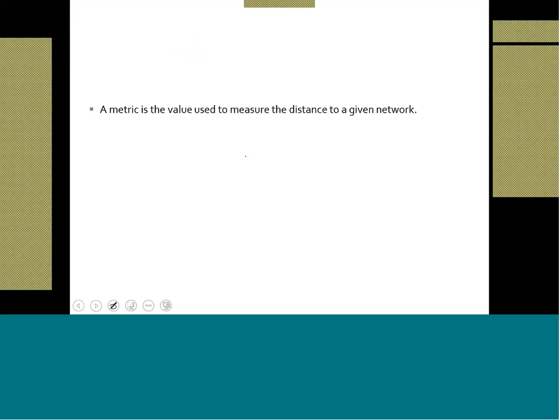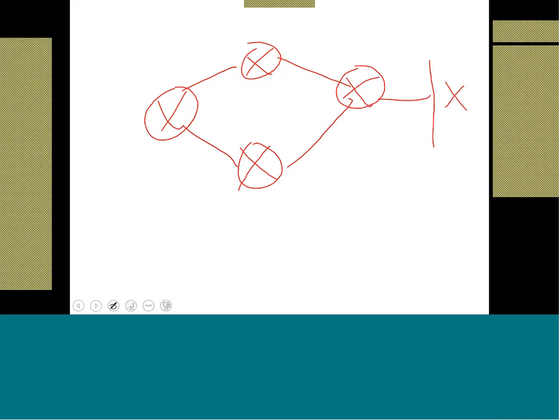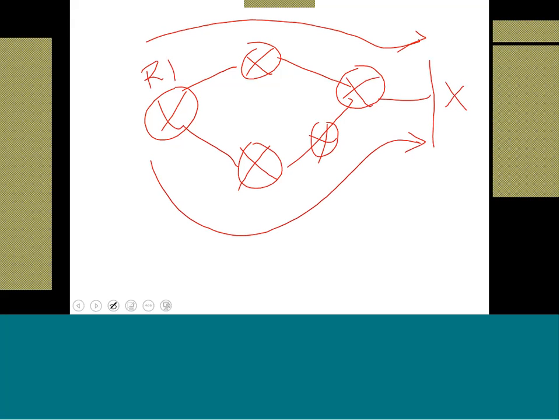Why is that a bad metric? Well, if I have a router here that wants to reach a network destination, and let's say that network destination is down here, all right? So here's network X. Actually, I need to add one more router here. There we go. There's network X, and I'm running RIP on my router here. We'll call this R1. So R1 could choose to take this path, or R1 could choose to take that path.